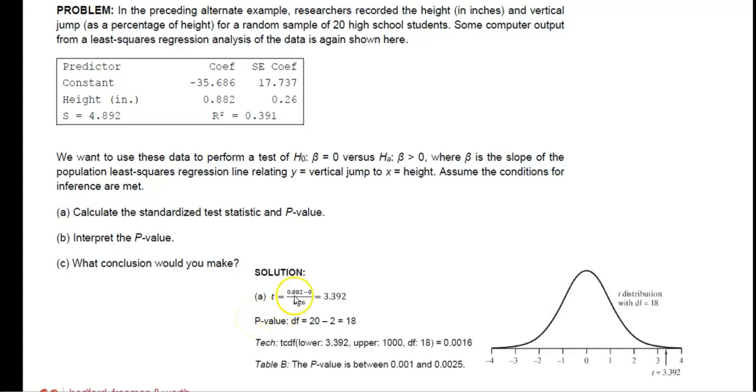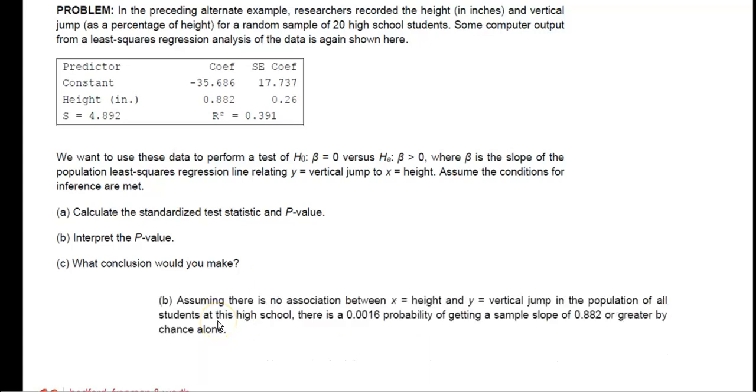So they got 3.392 with the degrees of freedom of 18. Then they did their tcdf and got 0.0016. Interpret the p-value, assuming the null is true. In other words, assuming that there is no linear relationship between vertical jump and height, then there is a 0.0016 chance of getting a slope as extreme as 0.882 or more.